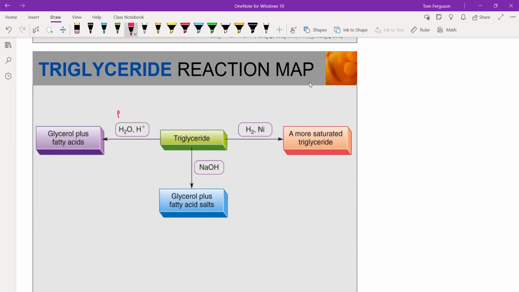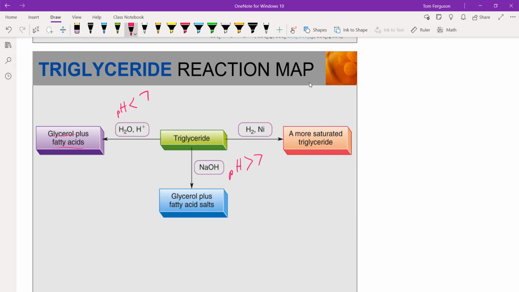So when you have low pH, you get the glycerol plus fatty acids. When you have a high pH, you end up with the glycerol plus the fatty acid salts.